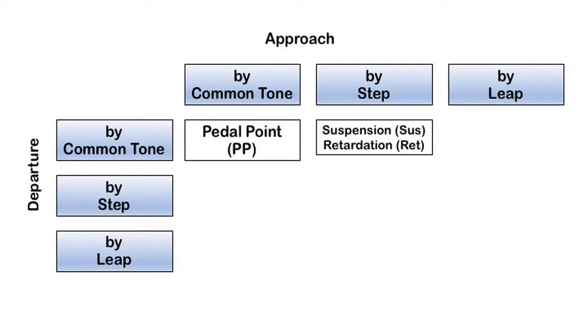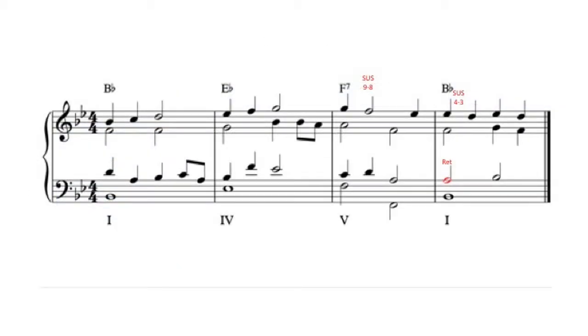If we go the other direction, that is, we approach a tone by common tone and we step up, sort of a reverse suspension, we call that a retardation. And we can find one of those in my example in the tenor voice in the last measure. The A on the downbeat is approached by common tone. The tenors are already sounding an A, and then that tone resolves up to the consonant B flat on beat 3.